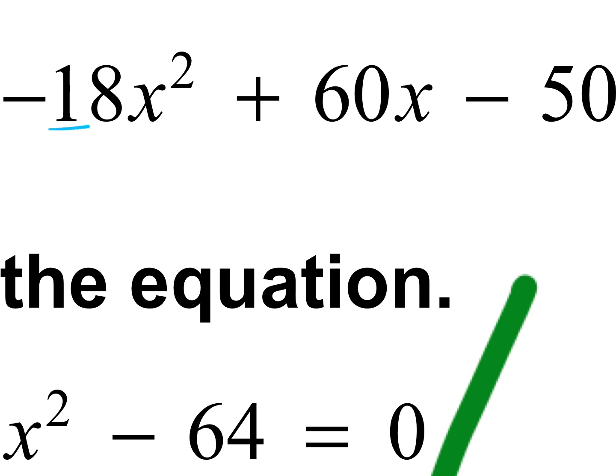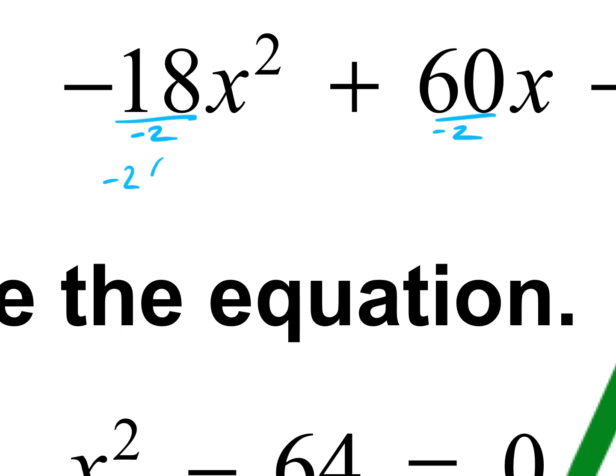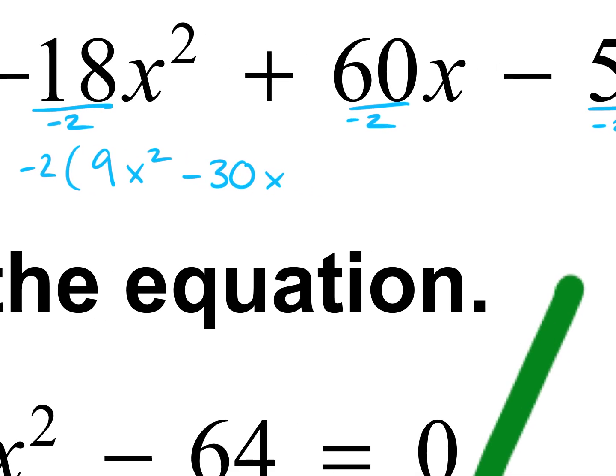2. But also, even better than just 2, negative 2, because we don't like it when our leading coefficient is negative. So we're going to take out a negative 2. Negative 18x squared divided by negative 2 would be what? 9x squared. What's 60 divided by negative 2? Negative 30x. And what's negative 50 divided by negative 2? So plus 25.